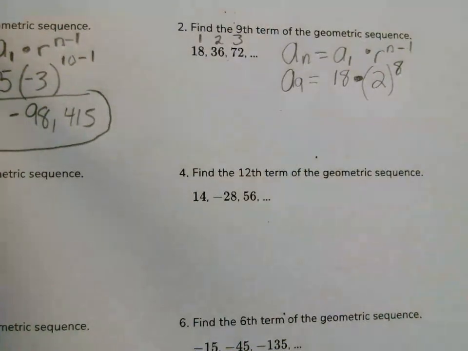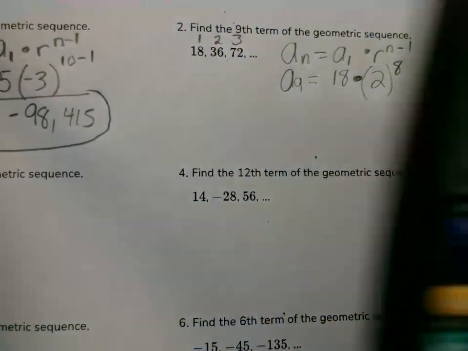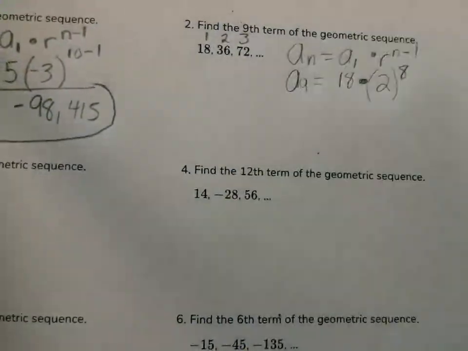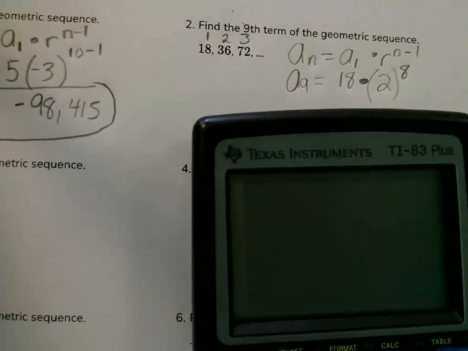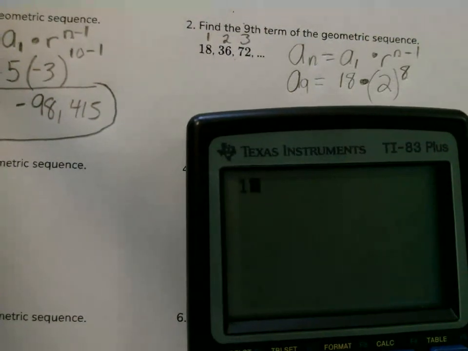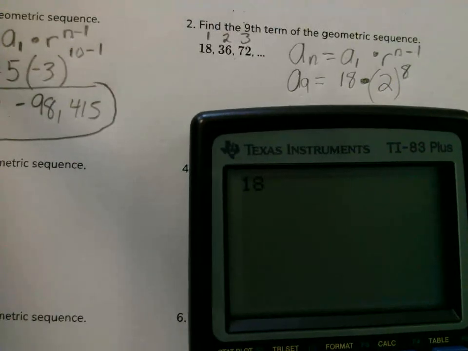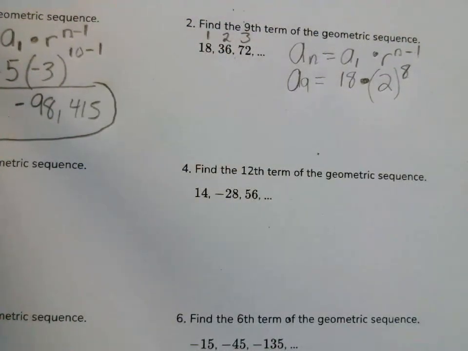Okay. All right. Calculator again. Thank you. So let's type this in. What are my keystrokes going to be? What am I typing in first? 18. I got 18. Then what? Times 2. Then what? Caret key. Then what? 8. Okay. And this is going to give us 4,608.